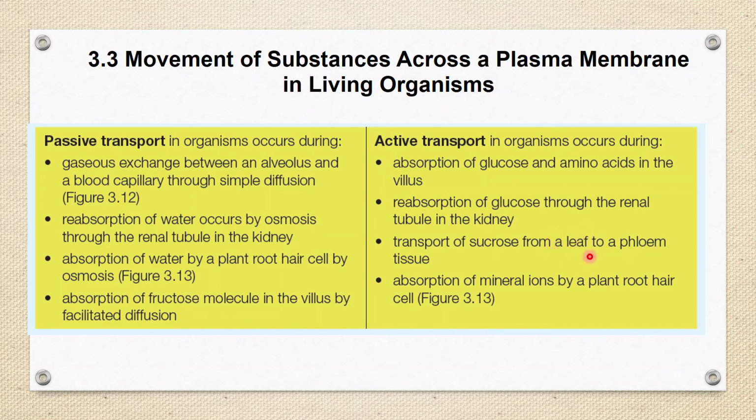Still remember the leaf as the organ where photosynthesis happens. So the sucrose will be transported to the phloem, which serves to transport organic substances from photosynthesis. So again, in a condition where it is against the concentration gradient, this requires active transport with the expenditure of energy. Another one is the absorption of mineral ions by a plant root hair cell.